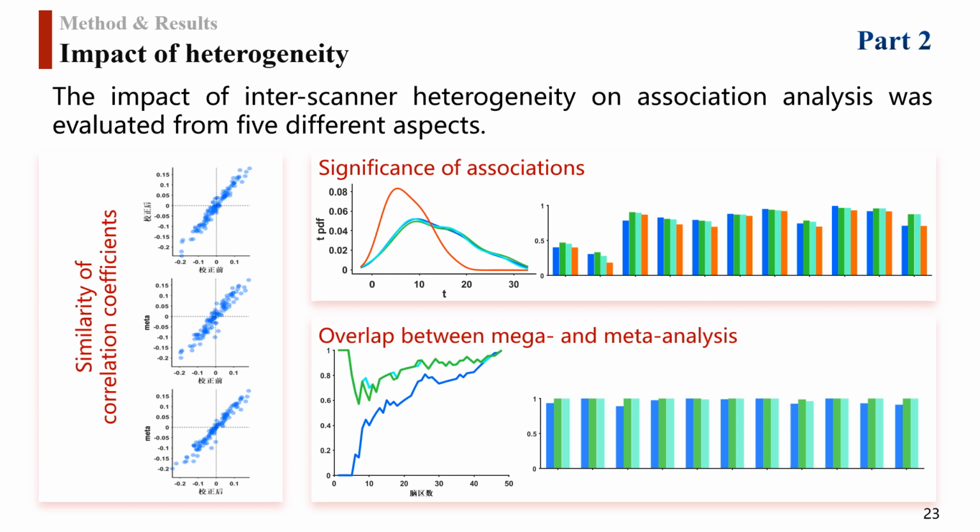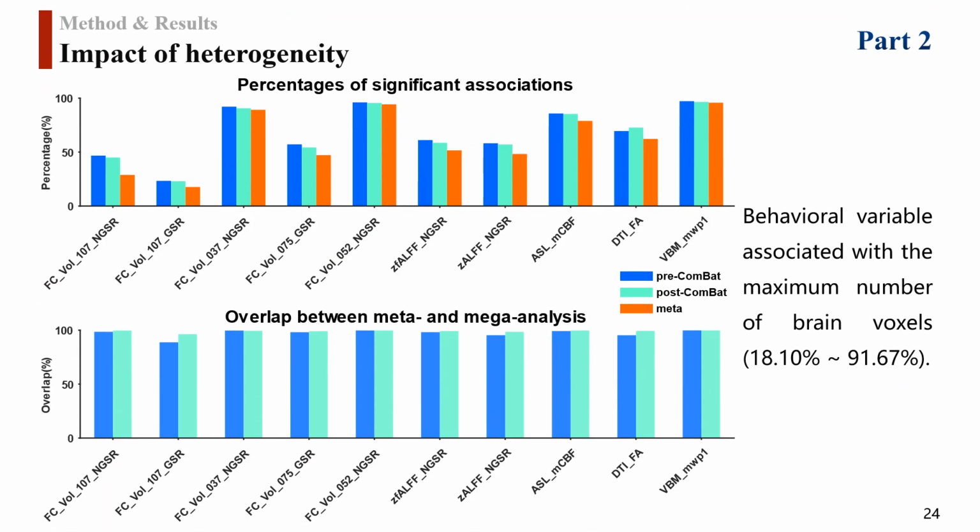We then evaluated the impact of interscanner heterogeneity from 5 different aspects, but due to time constraints, we will only discuss 2 of them. On the 2 figures presented are the percentages of significant associations and the overlap between meta- and mega-analysis. The blue bars represent the results of mega-analysis without ComBat harmonization, denoted as pre-ComBat, the cyan bars represent the results of mega-analysis with ComBat harmonization, denoted as post-ComBat, and the orange bars represent the results of meta-analysis. These results are based on the behavior variable that associated with the maximum number of brain voxels.